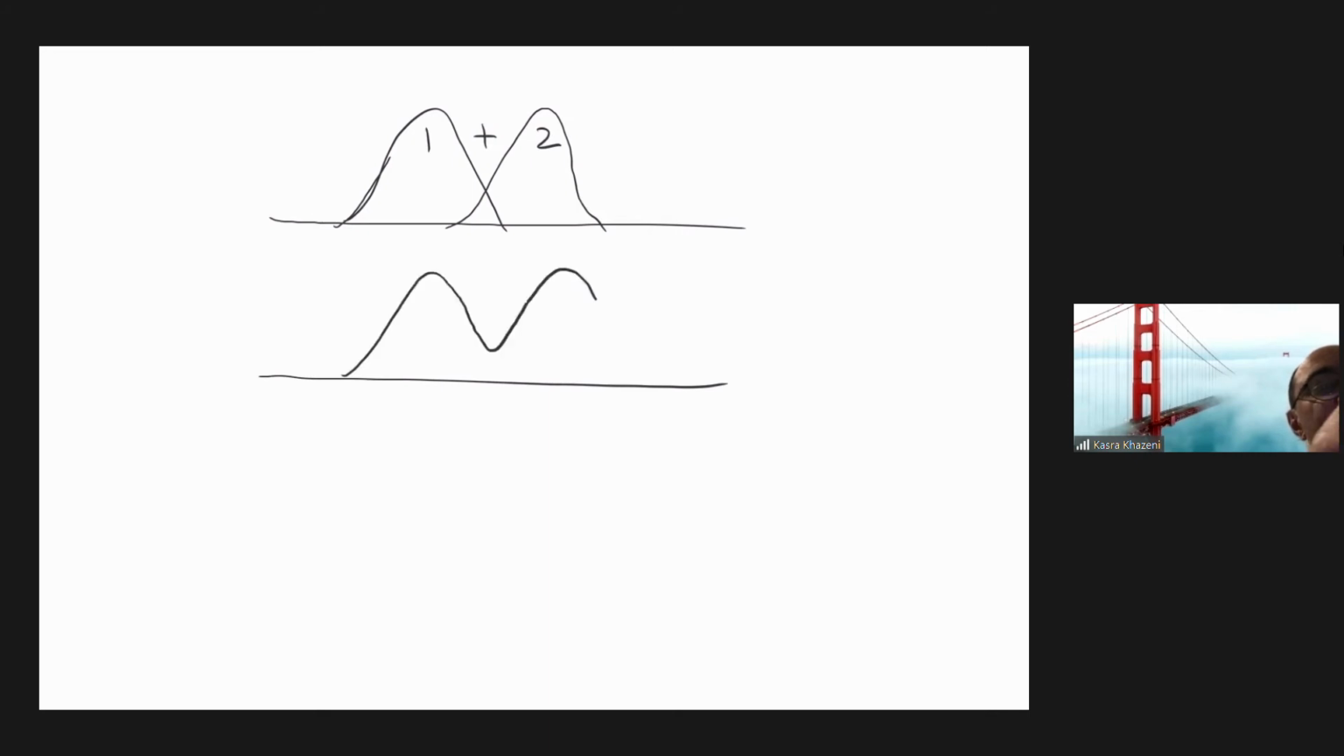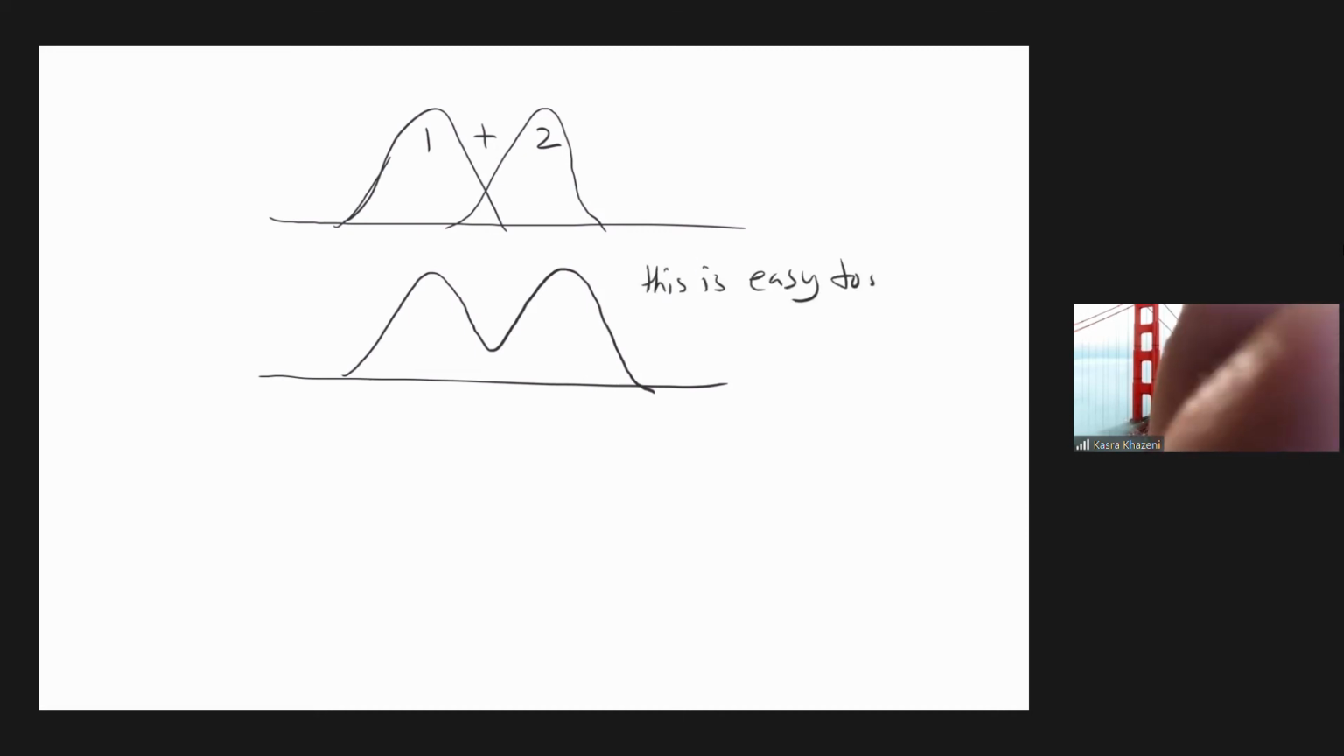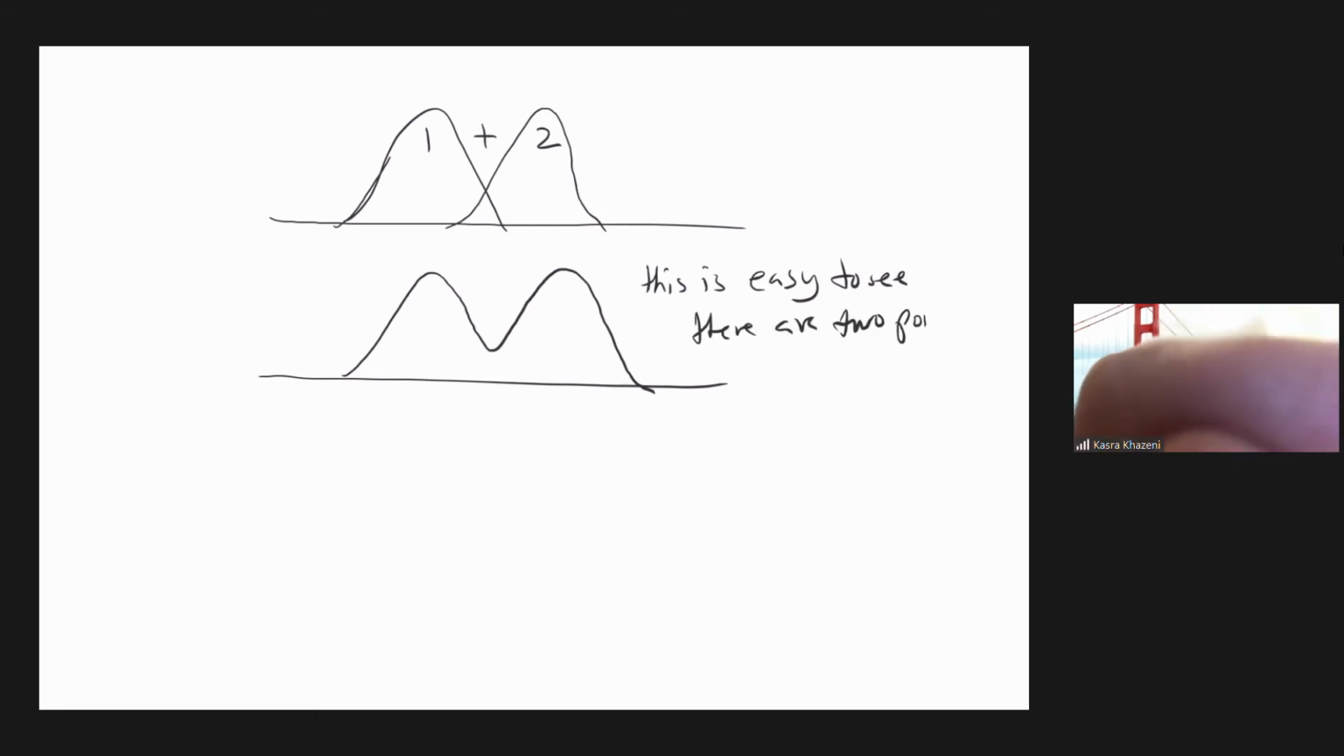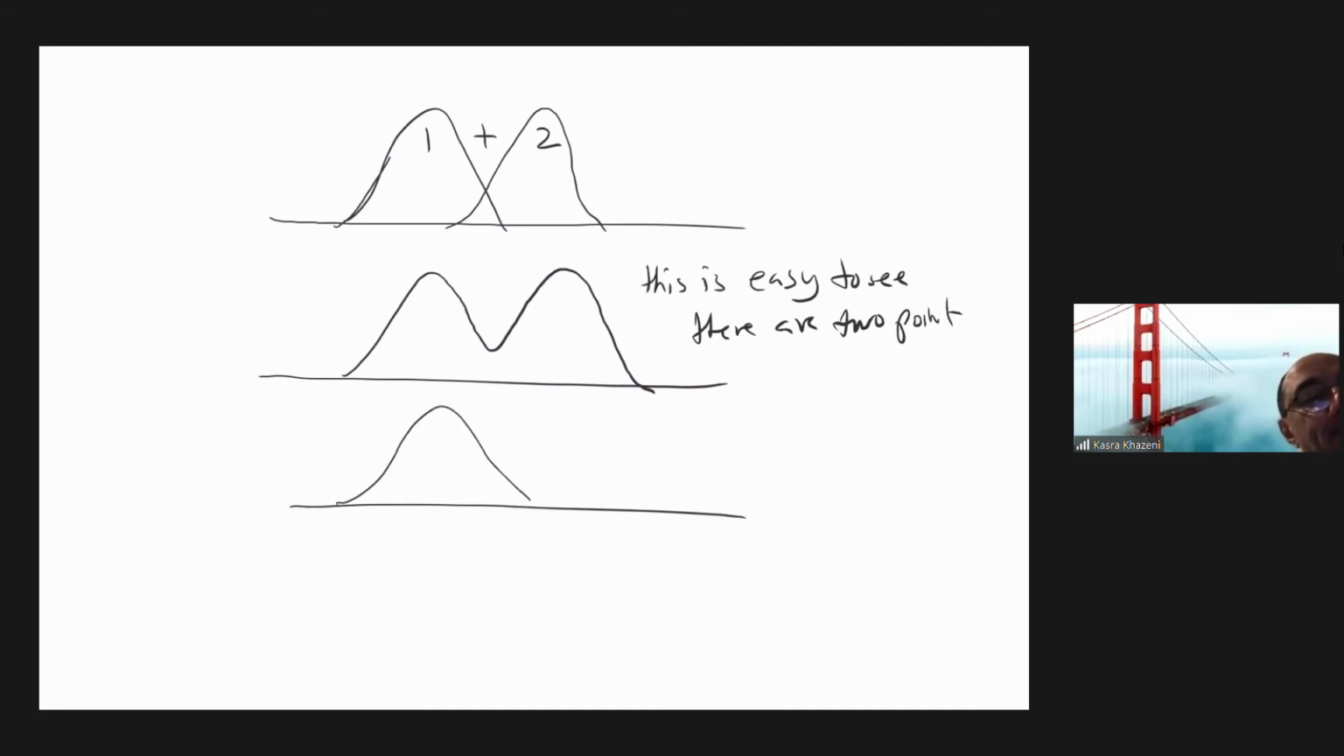produces 2 bumps that are quite separated from each other, because when you add these two, then you get something like that. And if that's what you see, then you know. This is obvious. This is easy to see. There are 2 points. Okay, but when they get really close, then when you add these two, you get something like this, and you can't tell anymore.